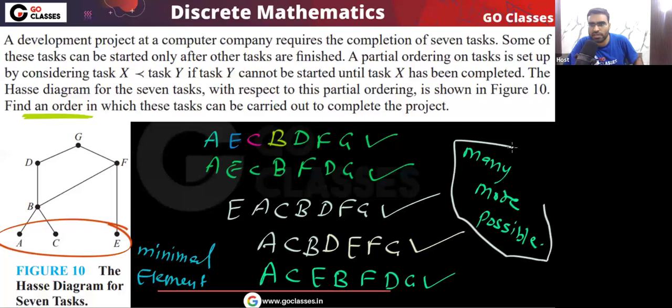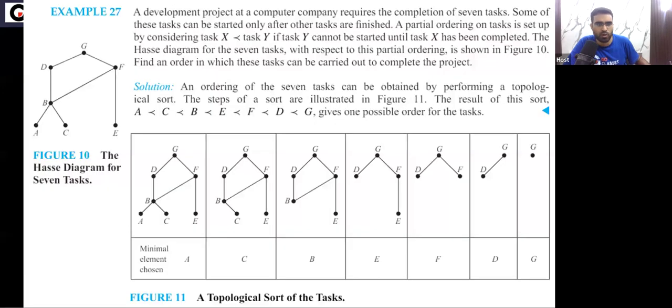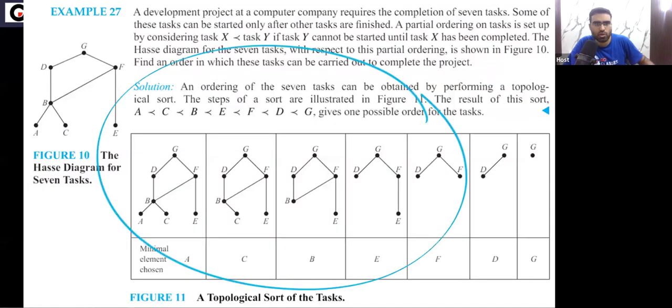So, very simple question, right? In the GATE exam, they can give you four options and ask you which is correct. You can easily see, basically, you have to find the topological order. And remember, you have to start with the minimal element because the minimal element has no incoming edge. Okay, now let's move on. This is the solution. You can read the solution.